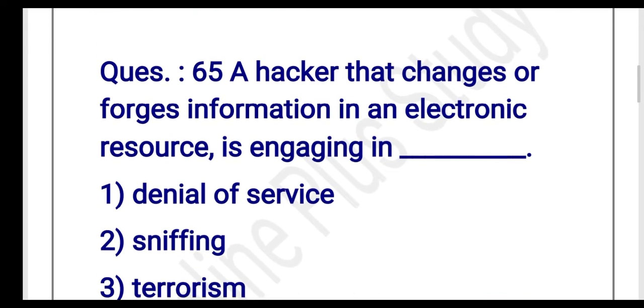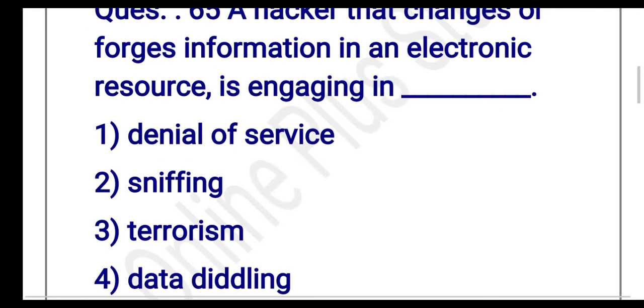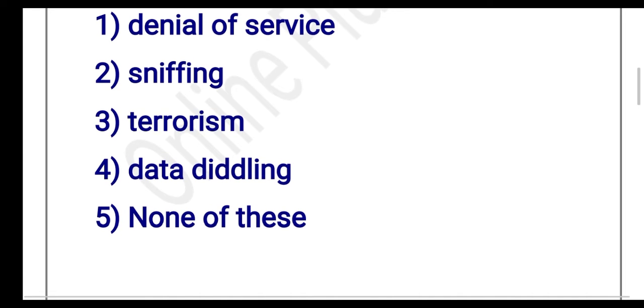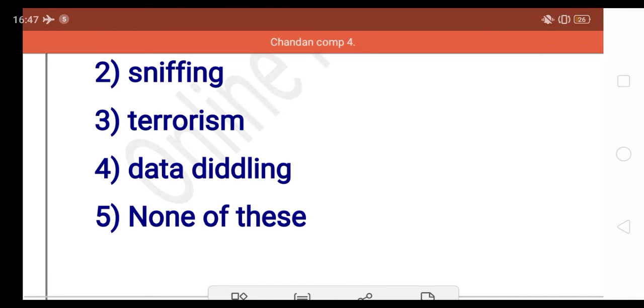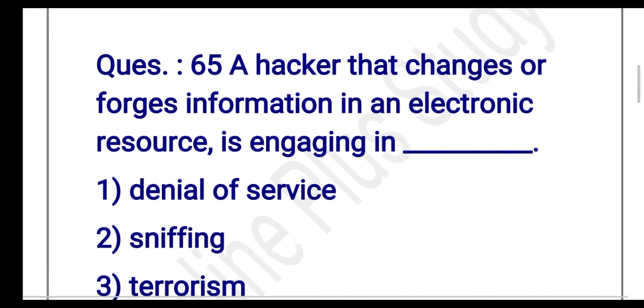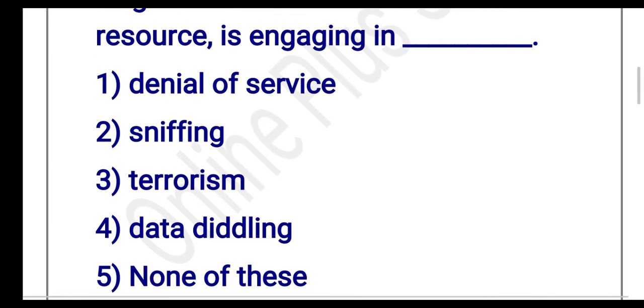Okay students, today's next question is question number 65: a hacker that changes or forges information in an electronic resource is engaging in dash. Options are denial of service, sniffing, terrorism, data diddling and none of these. So what is its answer? Its answer is option number 4, data diddling.